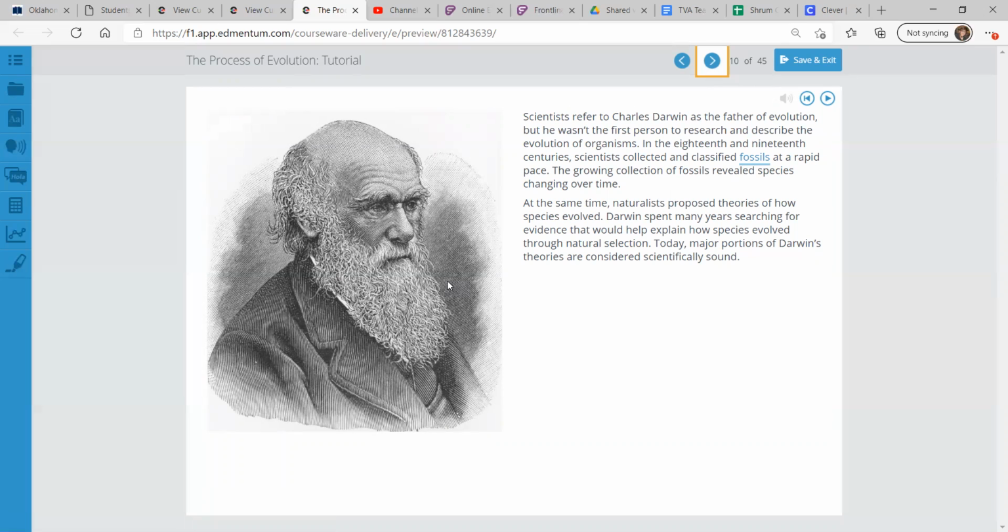At the same time, naturalists proposed theories of how species evolved. Darwin spent many years searching for evidence that would help explain how species evolved through natural selection. Today, major portions of Darwin's theories are considered scientifically sound.